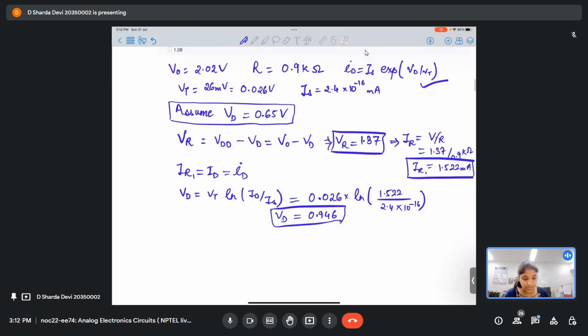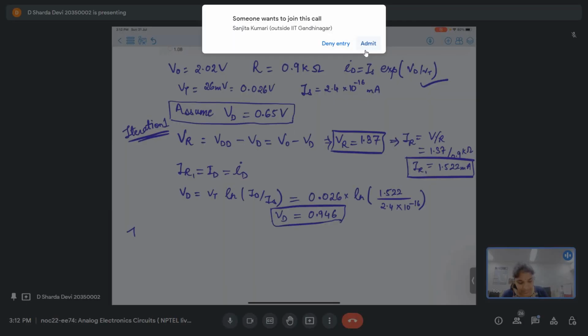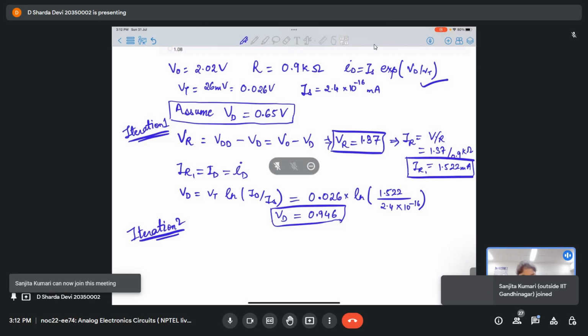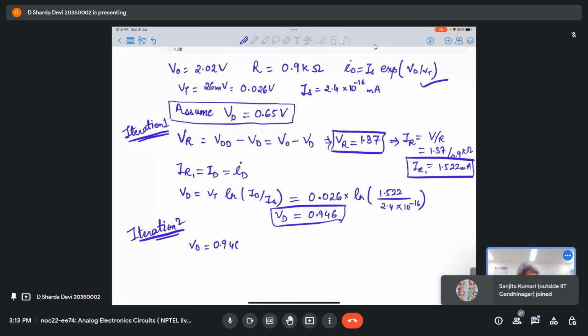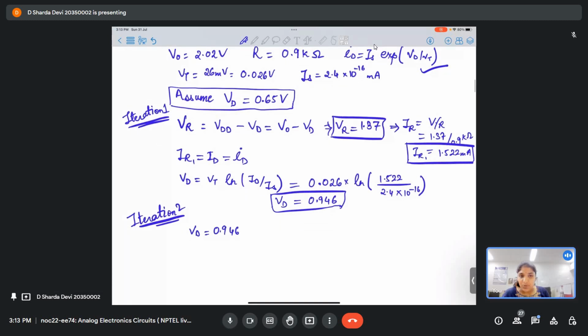This was the first iteration, right? Now let's go for the second iteration. For the second iteration, we'll use Vd to be 0.946. So once Vd is 0.946, then VR will be 2.02 minus 0.946.